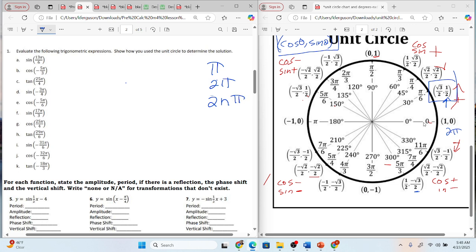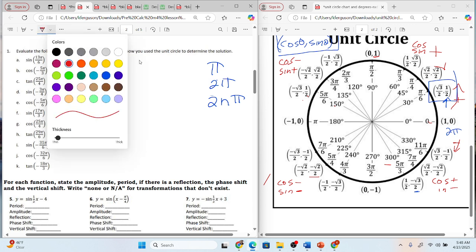Well, you go around 1 revolution, that's 2 pi. You go around 2 revolutions, that's 4 pi, so that would be 2 times 2 pi. You go around 3 revolutions, 2 times 3 is 6, that'd be 6 pi. So that's kind of the thing that we're looking for. So let me go ahead and give it to you.